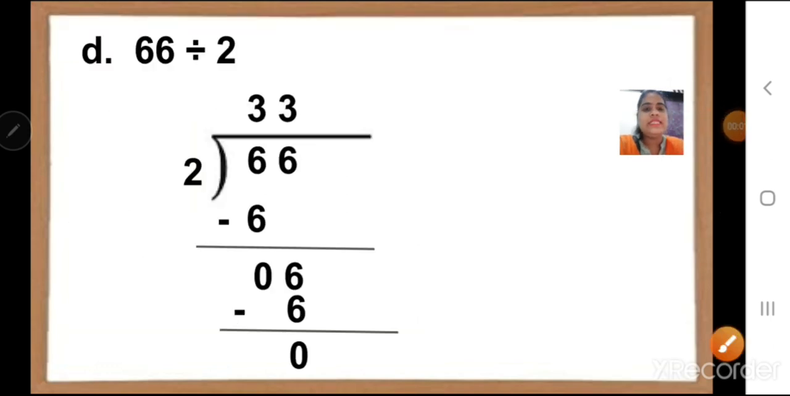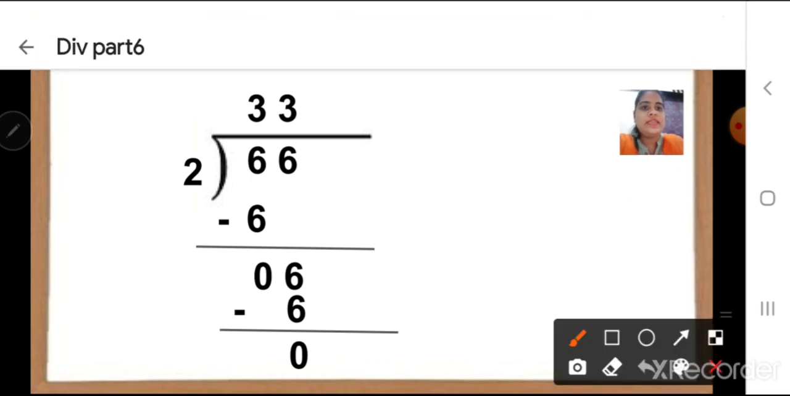Now next one is D1. 66 divided by 2. Let us divide. We will write number 66 inside the bracket and number 2 as divisor, which will be outside. Children, this sum I have done directly. Please follow all the steps.